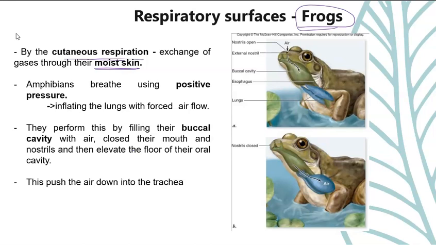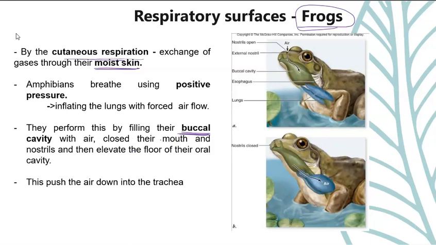So kalau in this case positive pressure breathing, the pressure inside the lung, okay, is lower compared to the source of the air that will provide oxygen to enter into the lung. So kalau untuk frog ni, dia akan kumpul dulu udara dalam dia punya buccal cavity. Okay, buccal cavity. So bila dia kumpul udara dalam buccal cavity dia, there will be a high pressure inside the buccal cavity, and then the frog will elevate the floor of the oral cavity, kan? So dia akan push the air into the lung. That is positive pressure breathing. Dalam lung, air pressure is low compared to the buccal cavity. So, udara yang banyak dalam buccal cavity tu akan dipush masuk ke dalam lung. That is positive pressure. Okay.